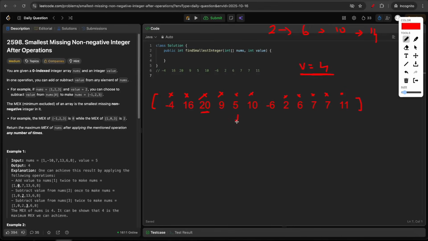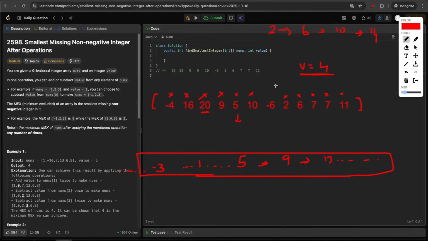So let's pick this 5. This 5 can be modified into any of these numbers. So 5 plus 4 will be 9, 9 plus 4 is 13, and so on. And also it can be decreased. 5 minus 4 is 1, and again minus 4 is minus 3, and so on. So we don't care about negative numbers. So any number can be modified into any of these numbers.